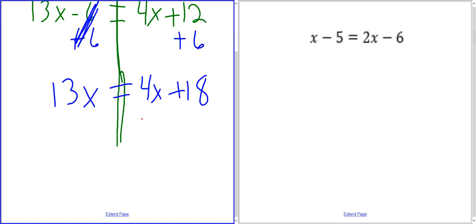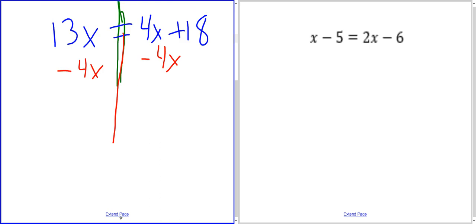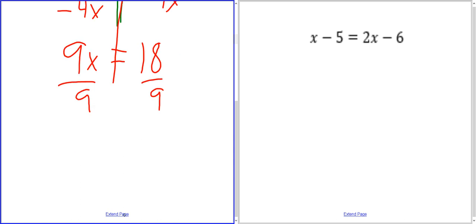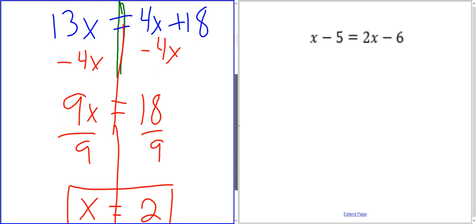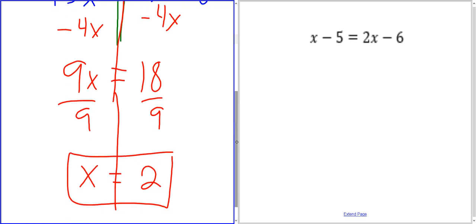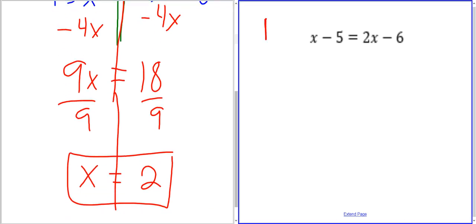Next, we're going to subtract 4x because we need to get all of our x's on one side. So 13x minus 4x is 9x equals 18. Divide both sides by 9. So x equals 2. Okay, the one on the right is very similar. I want you to try that one.